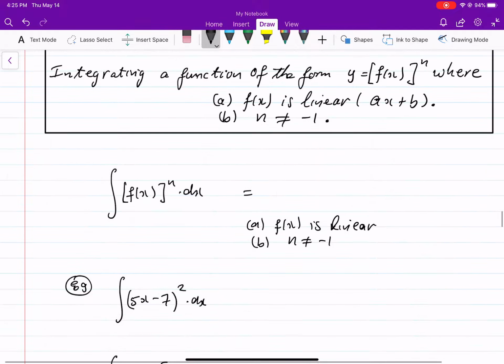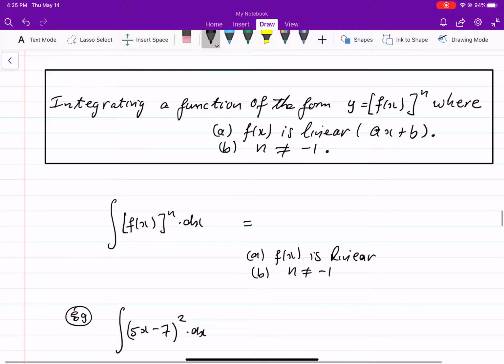All right. That's the first category. Let's look at the next category of functions that you have to integrate. Integrating a function of the form y is a function of x to the n. Now, in this case, you have two restrictions. There are two restrictions here. So, be careful. All right, so I'll give you the rule for that.